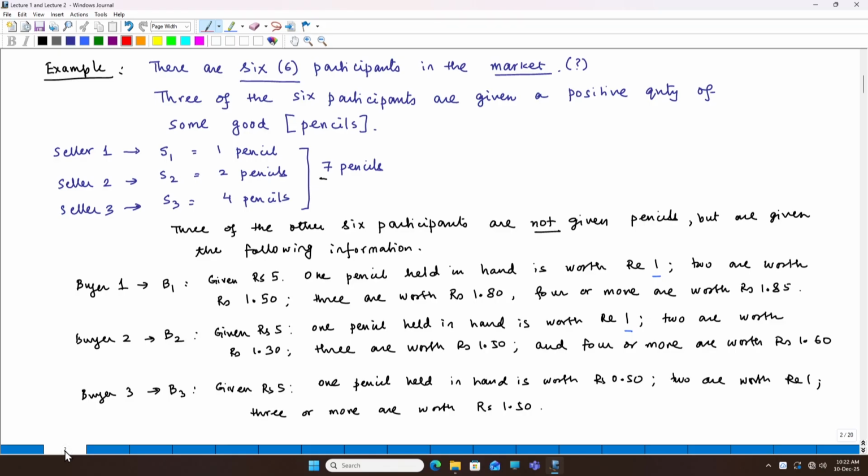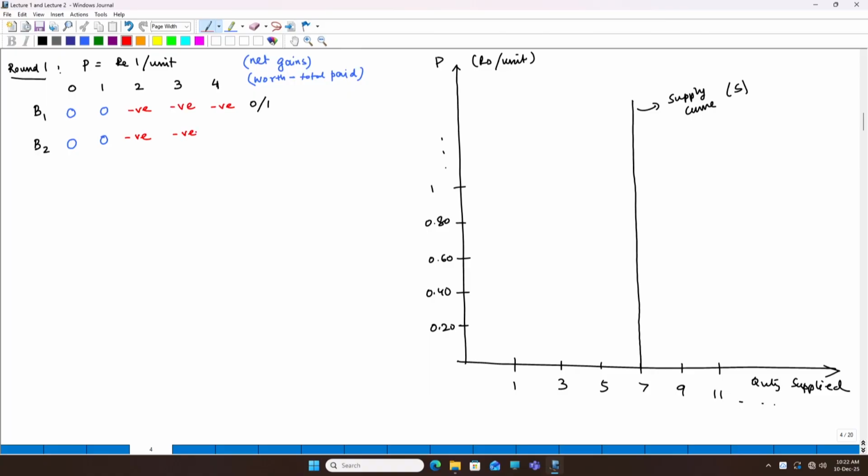So, that is negative, right. Similarly, 3 are worth 1.5. So, to buy 3 pencils, you will pay 3 rupees, they are worth 1.5. So, the net gain is 1.5 minus 3, which is minus 1.5, that also is negative. And you will notice that this will also turn out to be negative.